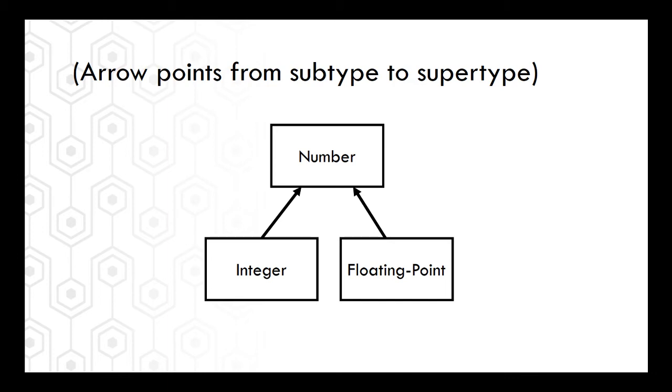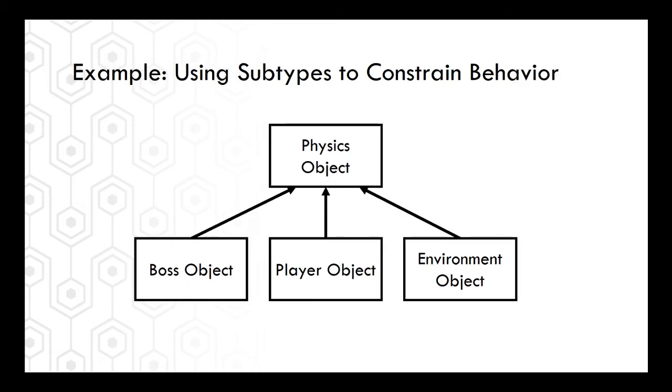So we can do very similar things with types that we define. So now, instead of just relying on whatever primitive types our general purpose programming language provides us, we define our own types. So now I've said, in my language, I want to define this notion of a physics object, and anything that could be done to a physics object can also be done to its subtypes, like a boss object or a player object or an environment object.